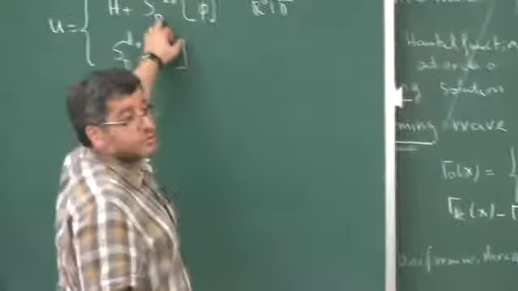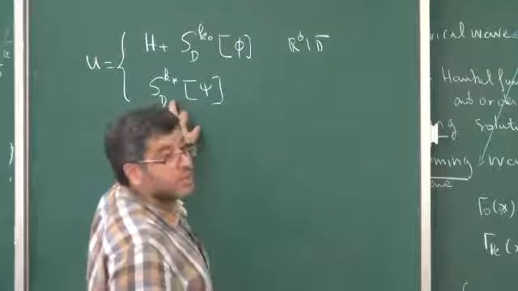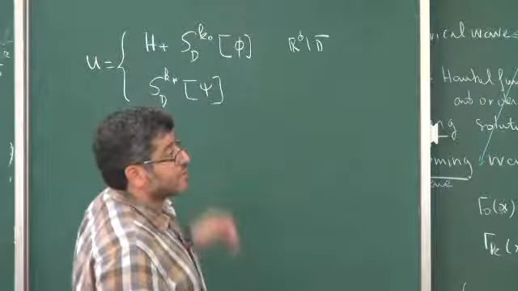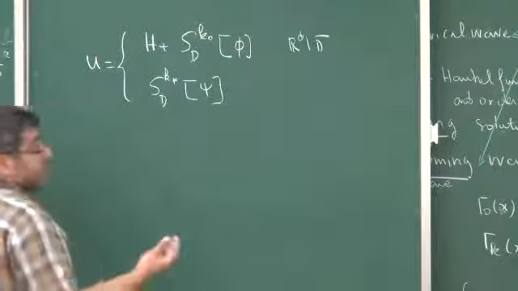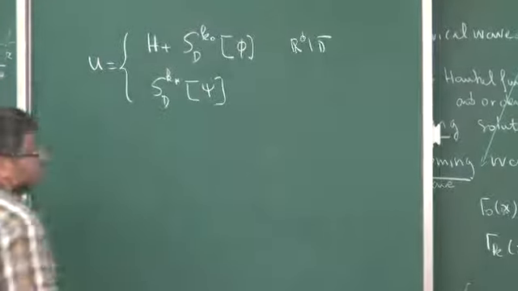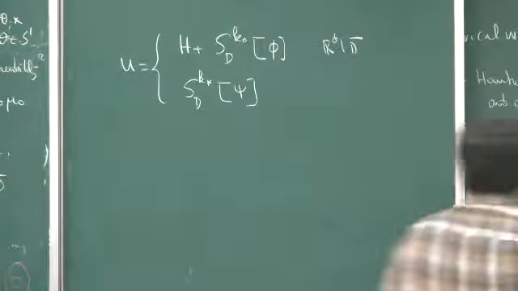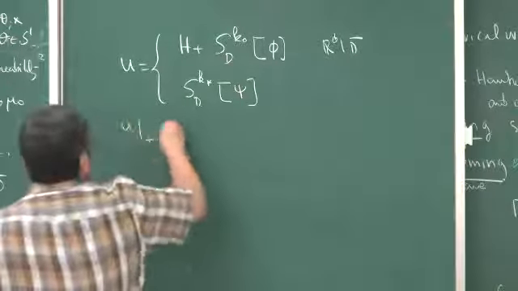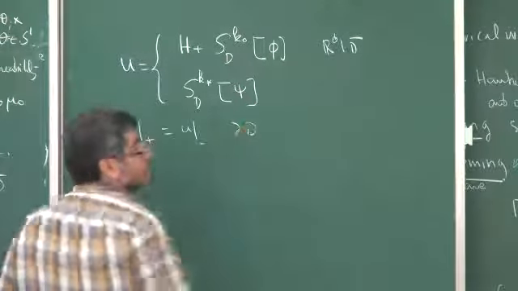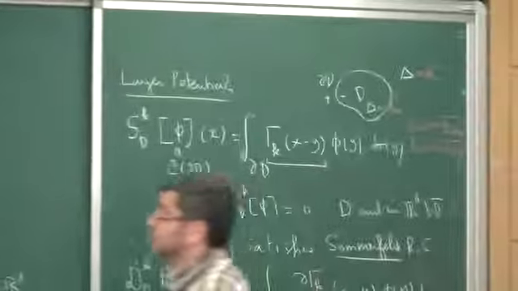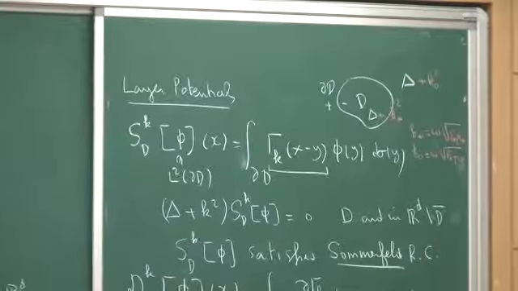Outside, this is a solution to the Laplacian plus k0 squared. Inside, this is a solution to the Laplacian plus k0 star squared. So we are okay. Now let's write the system. We have two transmission conditions. The first one is u plus equal to u minus on the boundary of D. I'm always using the same notation: this is plus and this is minus. So the limit from outside is the same as the limit from inside.